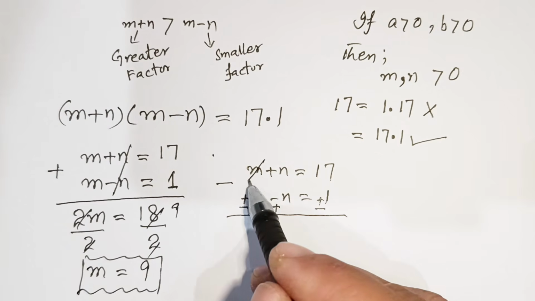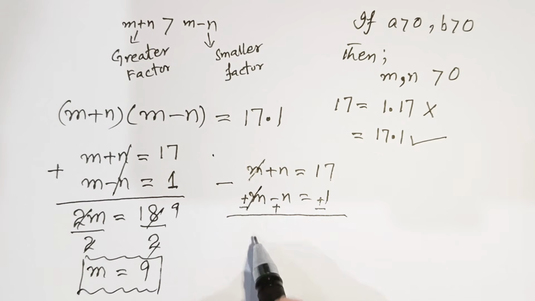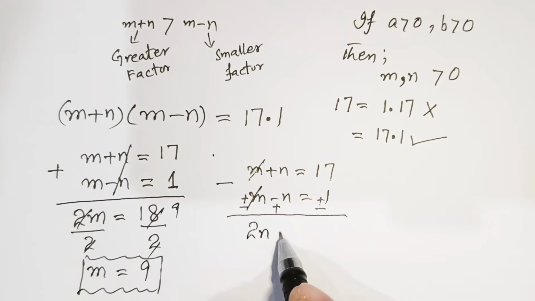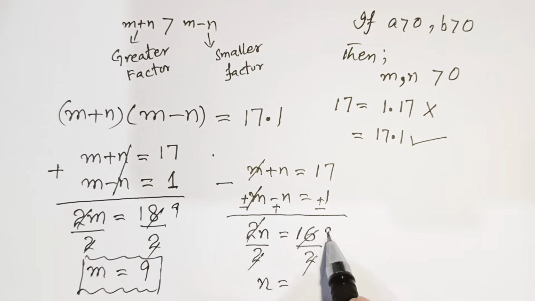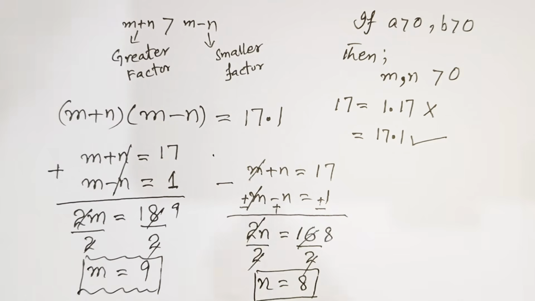Then we have this plus m minus m is cancelled, so n plus n is 2n, which is equal to 17 minus 1 is 16. Now dividing 2 on both sides, we get n is equal to 2 eights are 16, so we have the value of n is equal to 8.